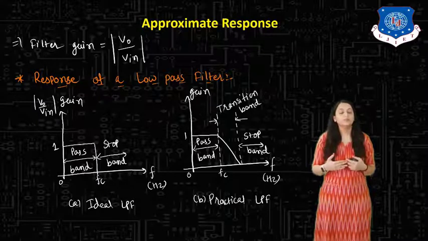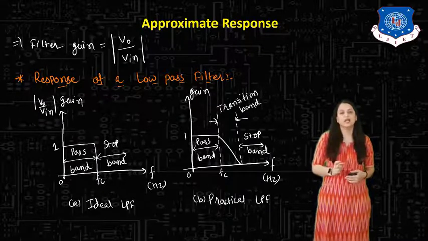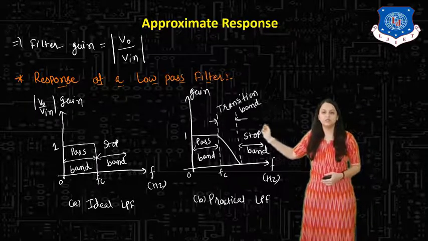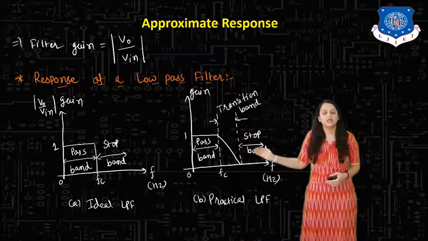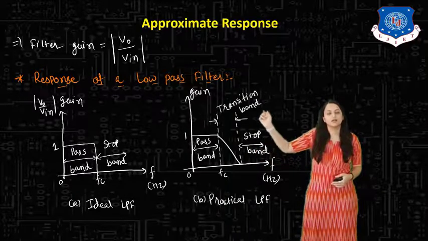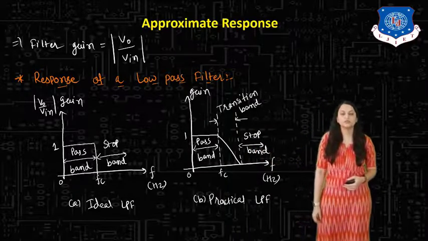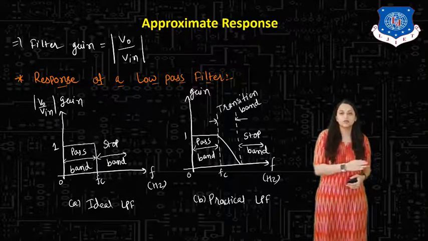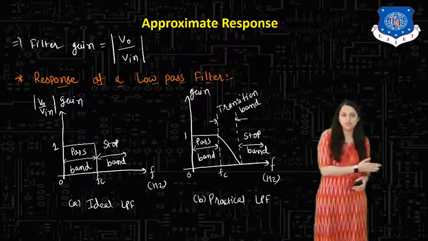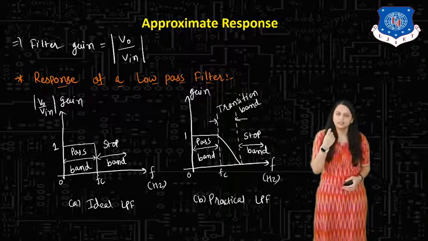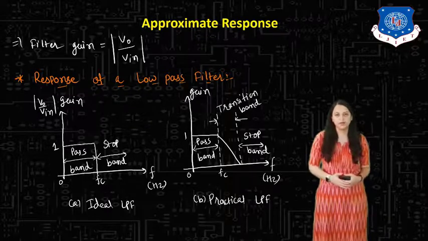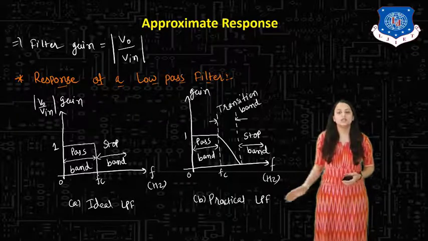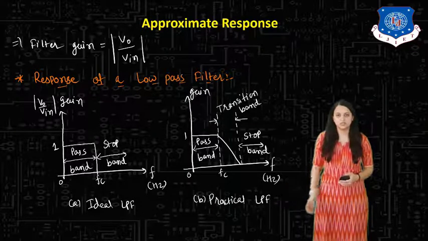If you want to consider the practical response, that is not sharp like the ideal, it will have another band which is called the transition band. That means from pass band to stop band, there will be a transition period that is called a transition band. After the cutoff frequency, it will not suddenly stop passing the high frequency ranges, but gradually it will be in the stop band. So this band is called the transition band.